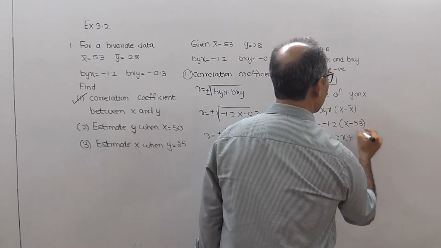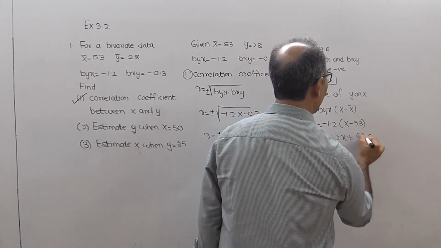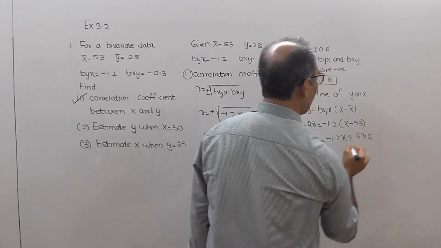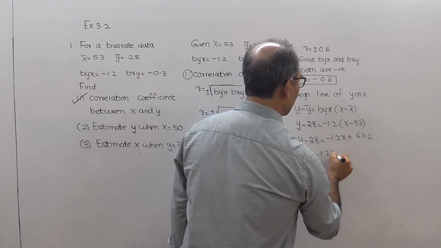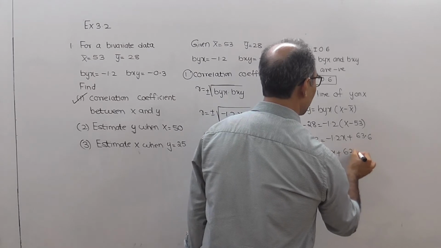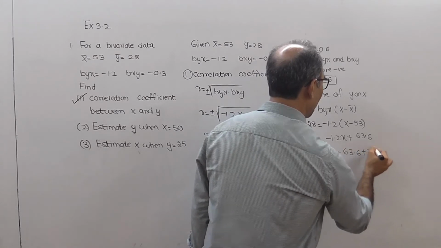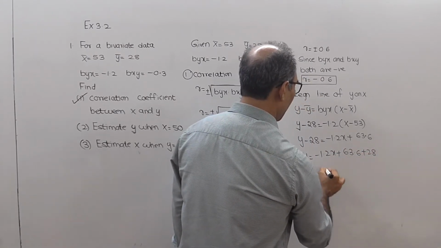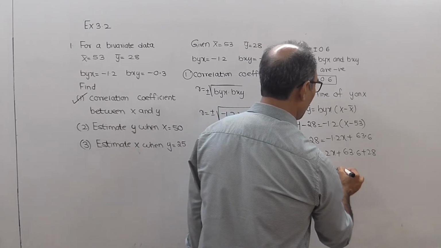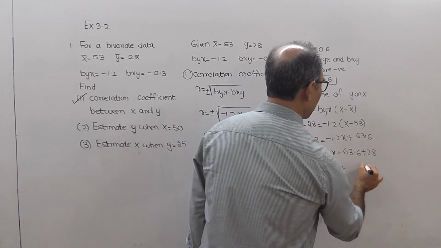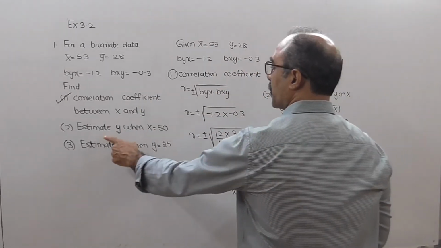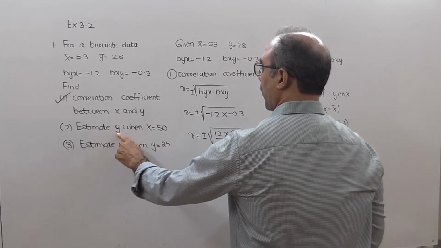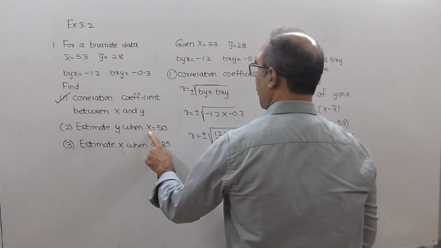12 3s are 36, 12 5s are 60, 60 and 3 will give you 63, the answer will be 63.6. So y equal to minus 1.2x plus 63.6 plus 28. So you get y equal to minus 1.2x plus 91.6. The main question is you have to estimate the value for y when x equal to 50.